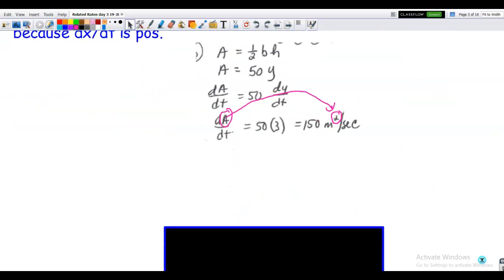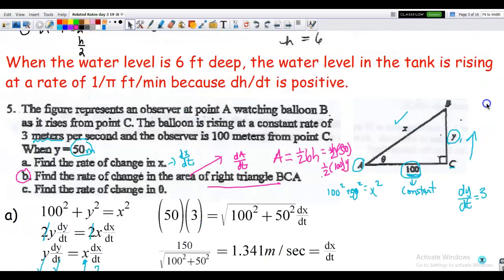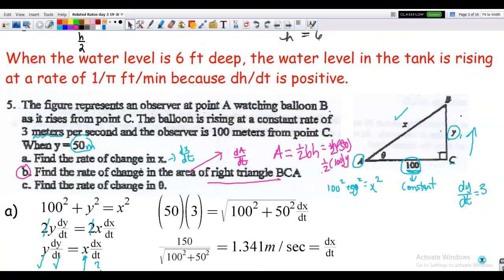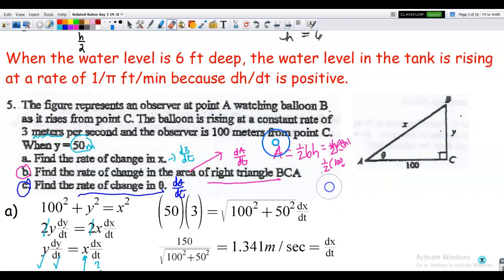Now this last one is very important. I've seen it pop up on the AP test before. Let's change colors. Let's go with a blue. So for letter C, we are finding the rate of change of theta, which is d theta/dt. Now over here, I'm going to erase some of this stuff. They've already told me what theta is. Theta is this angle right here.